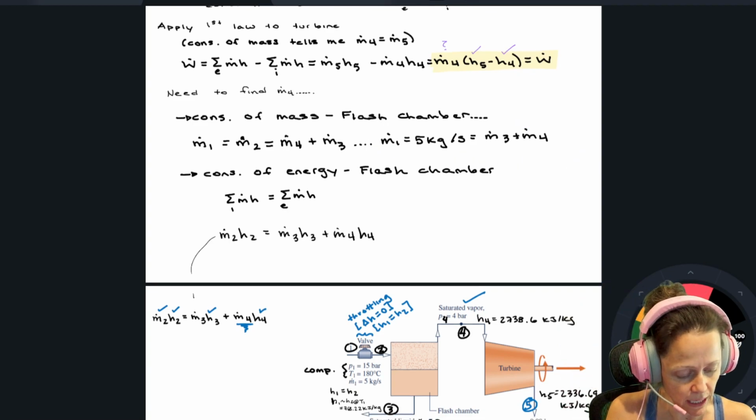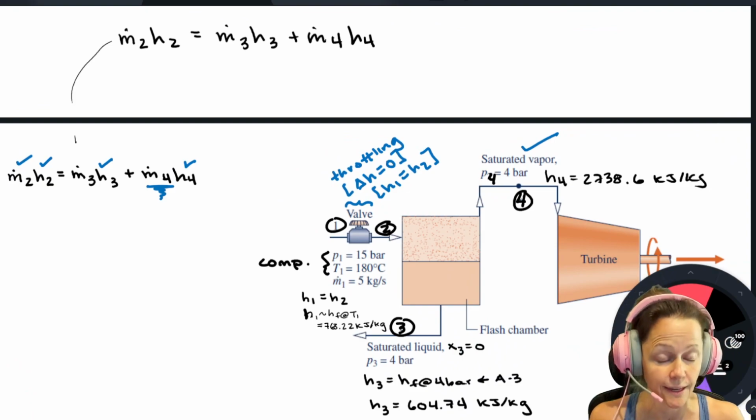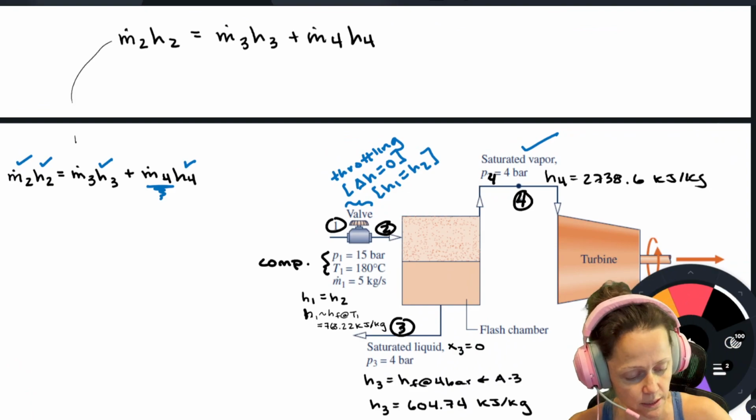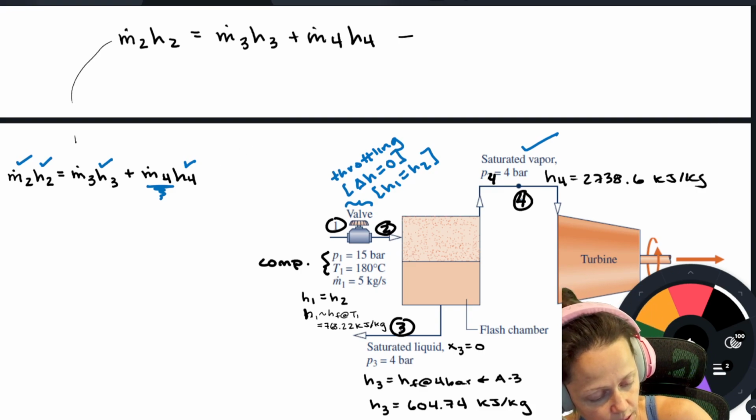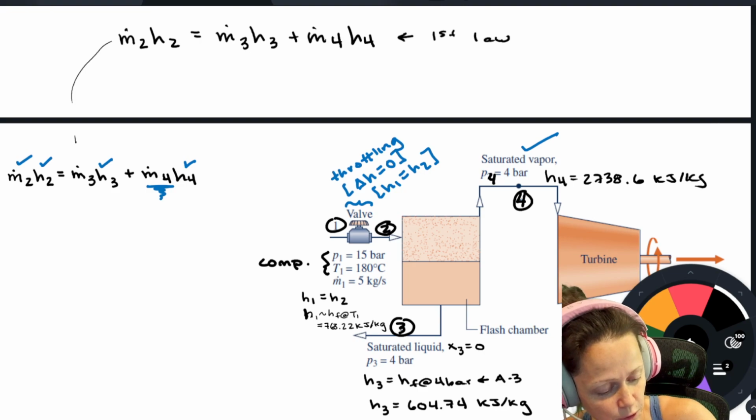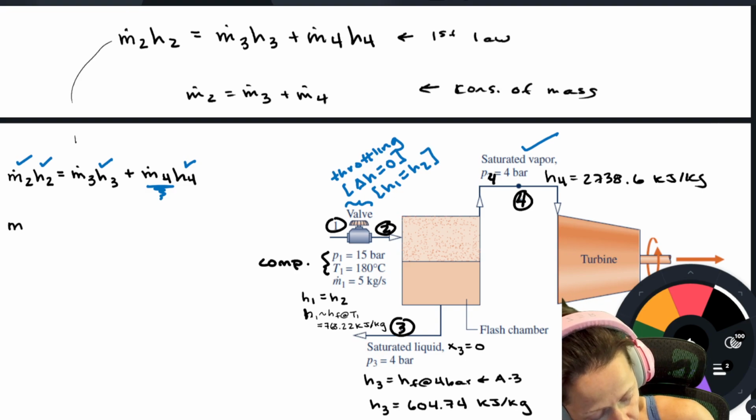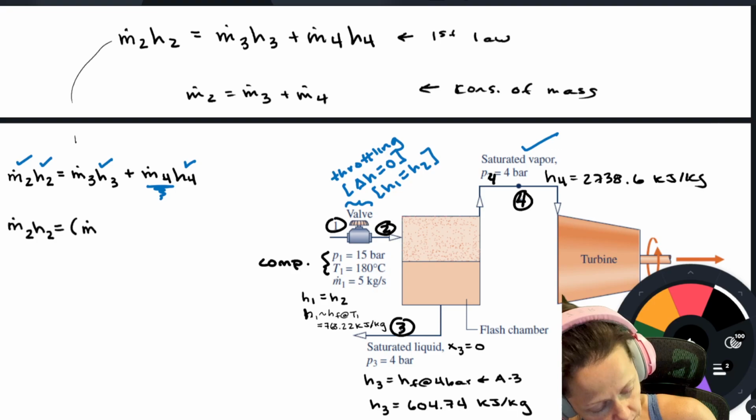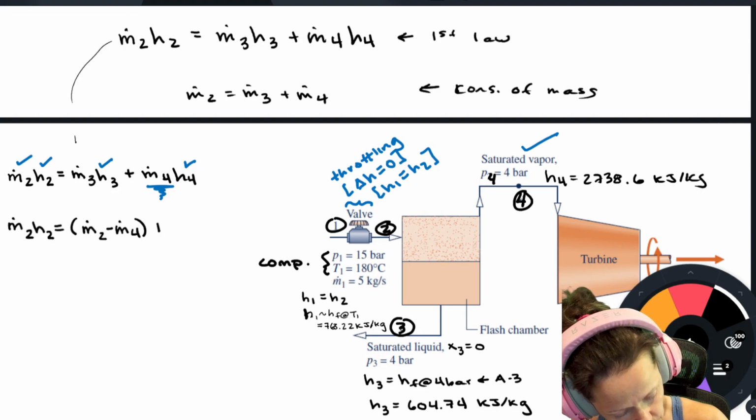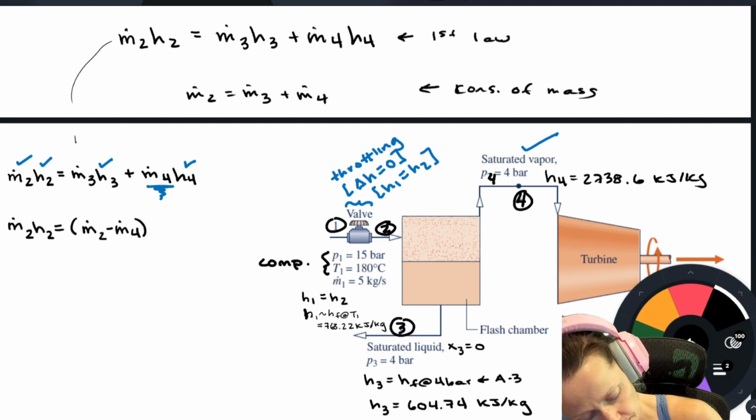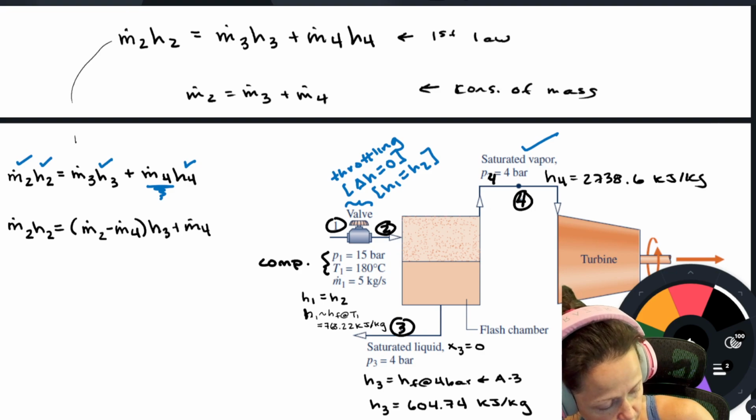So I know that the sum of the m dots coming into that flash chamber has to be equal to the sum of the m dots going out, right? So that was what my first law told me, and my conservation of mass told me that m dot 2 is equal to m dot 3 plus m dot 4. So all I'm going to do is rewrite this: m dot 2 h2 equals not m dot 3, but rather m dot 2 minus m dot 4, times h3, plus m dot 4 h4.